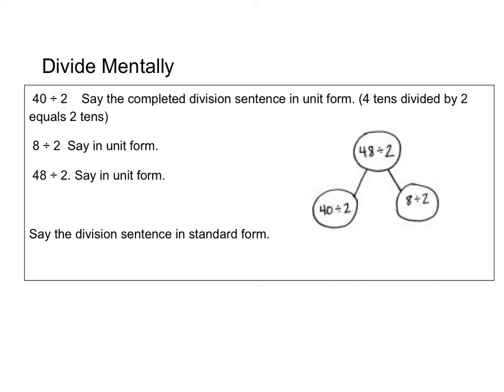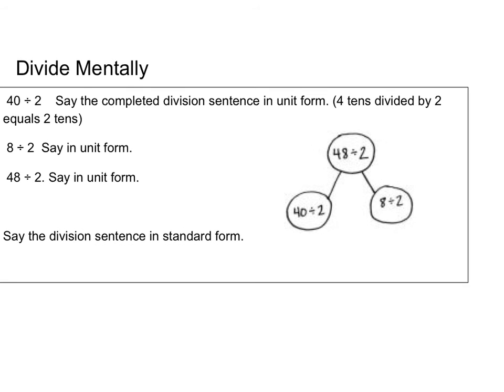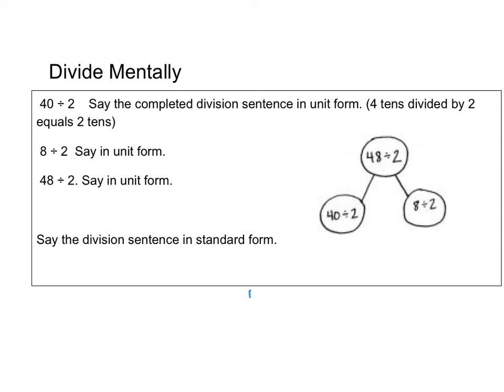So we are looking to divide, as it says here. We're looking to divide 48 divided by 2. So we're going to break that apart and divide it into 40 divided by 2. In unit form, that would be 4 tens divided by 2 equals 2 tens, or 20 if we were doing it in standard. And then 8 divided by 2 in unit form would be 8 ones divided by 2 equals 4 ones. So 48 divided by 2 in unit form, 4 tens, 8 ones divided by 2.